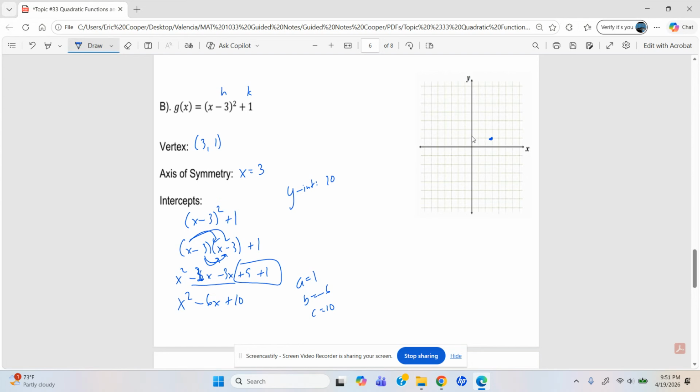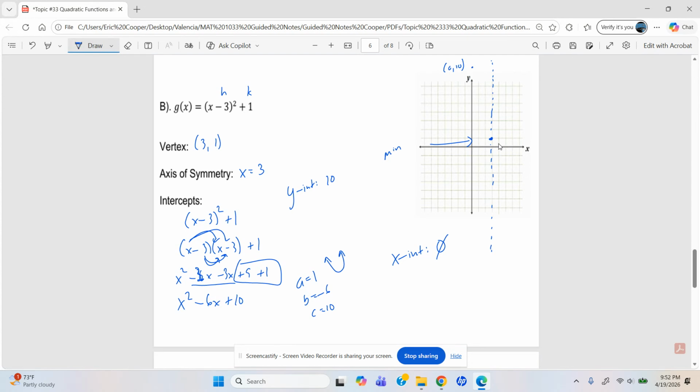So I would come up here, 1, 2, 3, 4, 5, 6, 7, 8, 9. It'd be somewhere up here. Now, we also see a is equal to 1, so it's going to open upward. And since it's going to open upward, we know it's not going to hit any of this x-axis here. So for the x-intercepts, we don't have any. Again, it's going to open upward, and this ends up being the minimum point, so there's no way it hits any x-intercepts.